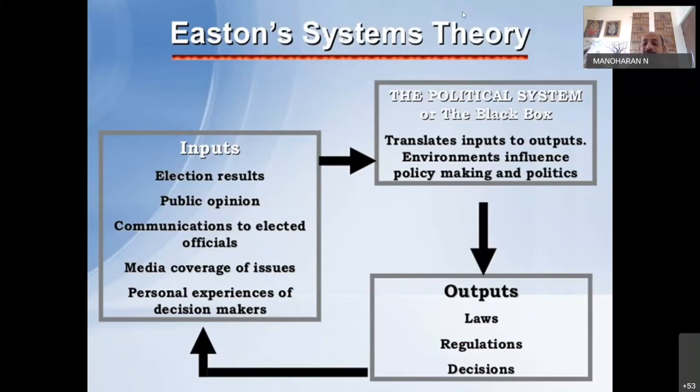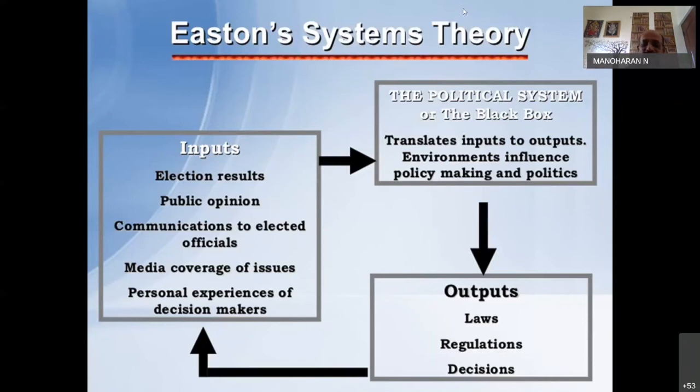But for that, you get the influence from the environment. That environment could be the international system, or the society also influences you. That is called the environment, and this is taken into consideration. But you can see here inputs: election results, public opinion, communications, media, and also personal experiences. All these act as inputs for the system, the black box, to make decisions.